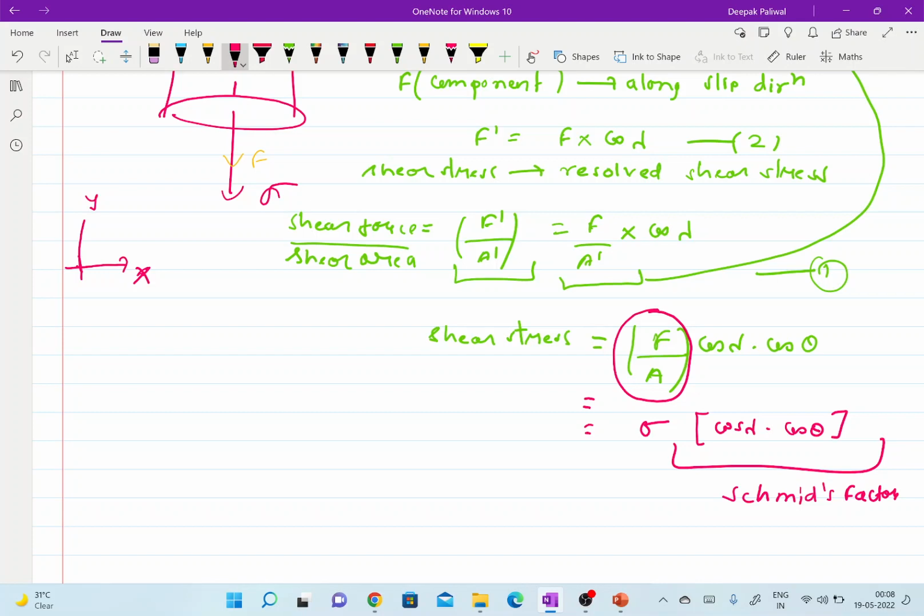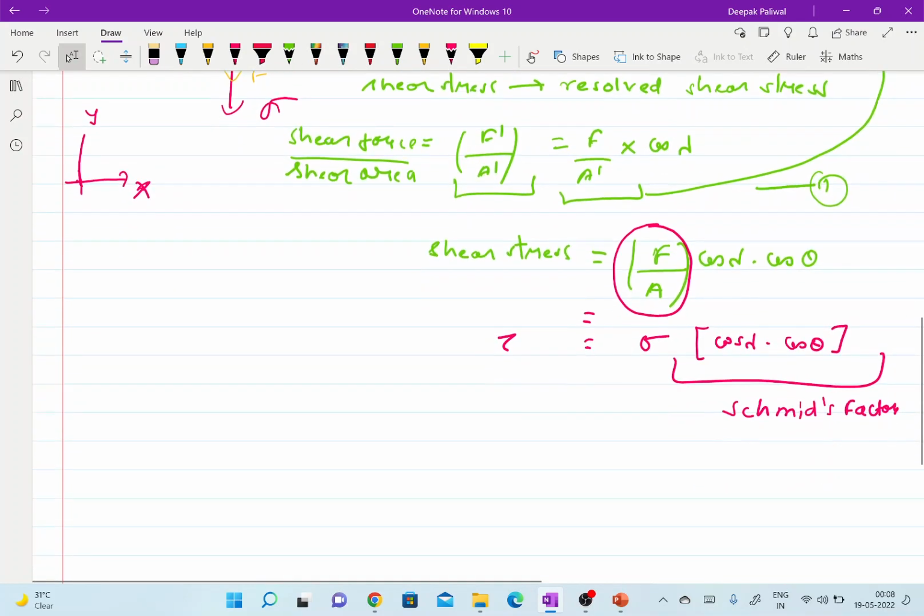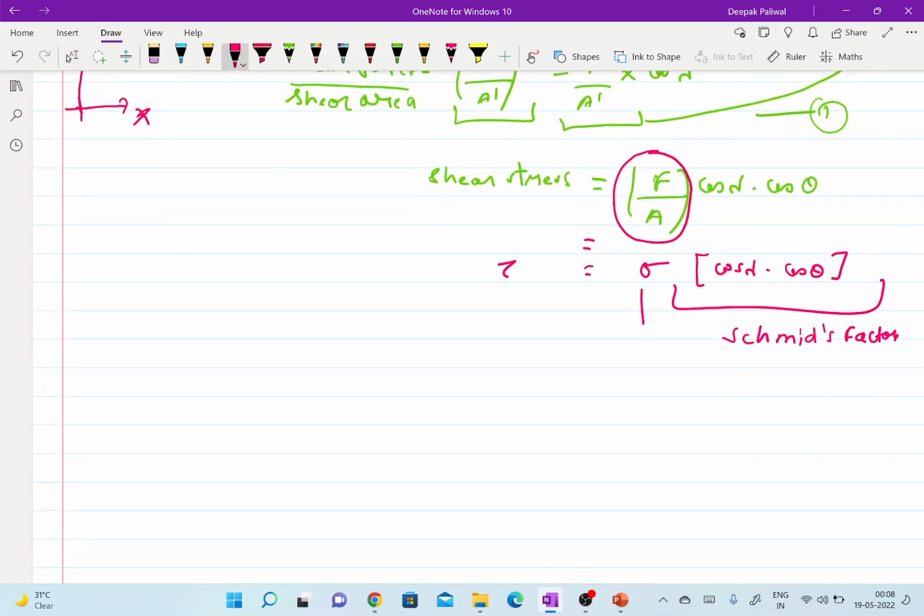It is Schmidt's factor, and this is your resolved shear stress. So when the plastic deformation happens, sigma becomes sigma y, the yield stress. When the material reaches its yield stress, the plastic deformation is going to start. So when sigma reaches sigma y, tau reaches a critical resolved shear stress value.